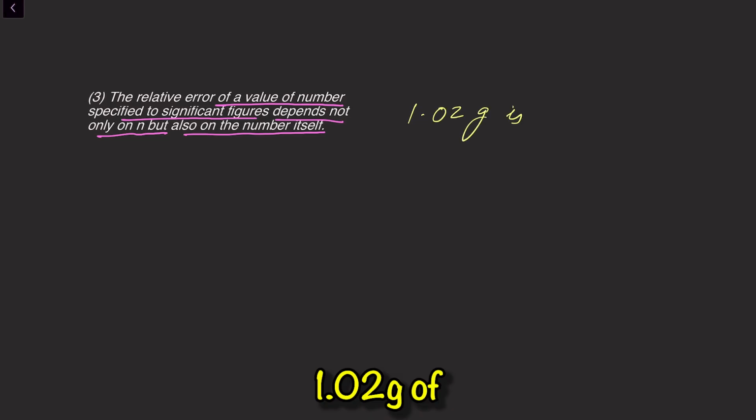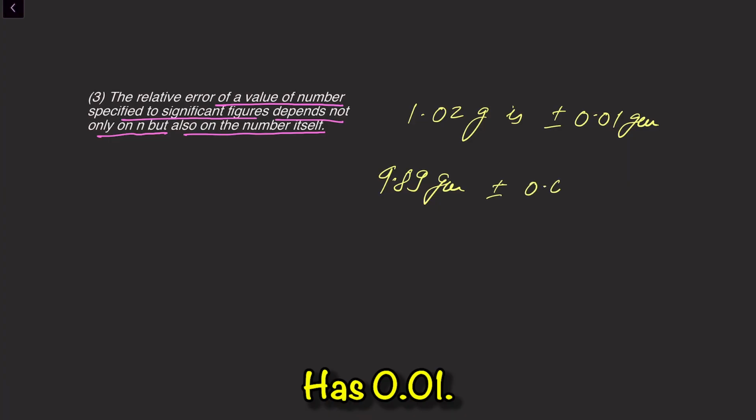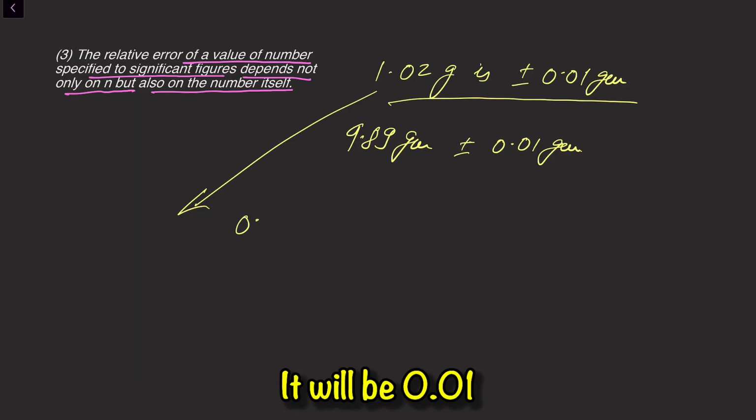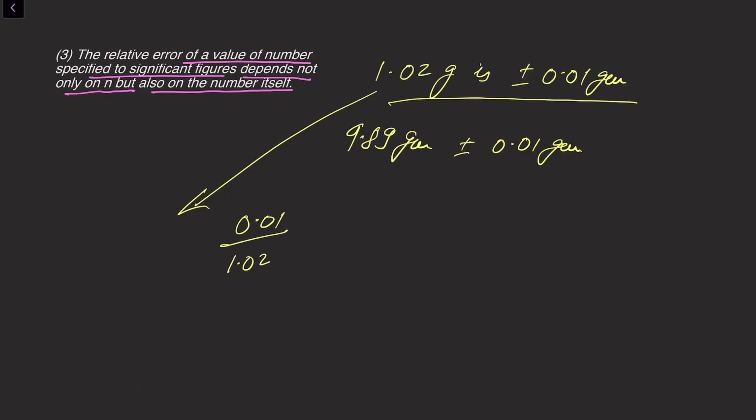Now the third is, the relative error of a value of number specified to n significant figures depends not only on n but also on the number itself. What does it mean? Let's say for example the accuracy in measurement of a mass 1.02 gram is plus minus 0.01 gram, whereas another measurement 9.89 gram has 0.01. So what is the relative error here? It will be 0.01 divided by 1.02 into 100, right? It comes almost equal to plus minus 1%.